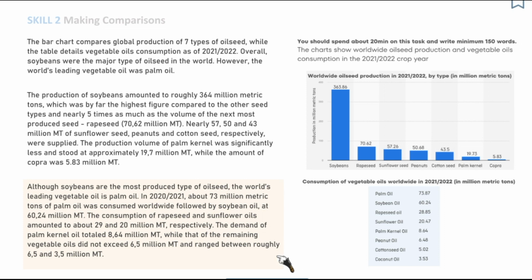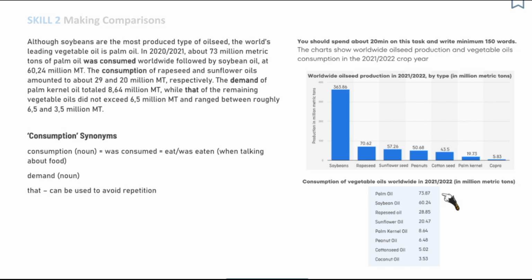And now we are moving on to the final paragraph of this report. And this paragraph is about the table. So the table is about consumption of vegetable oils. Obviously, we will need to use the word consumption, but also it would be very good to use synonyms of the word consumption. So what can we use?